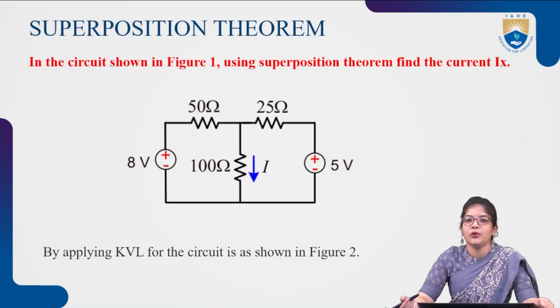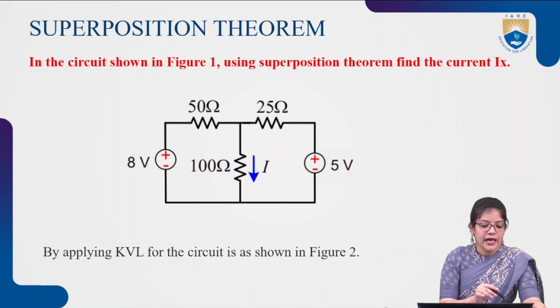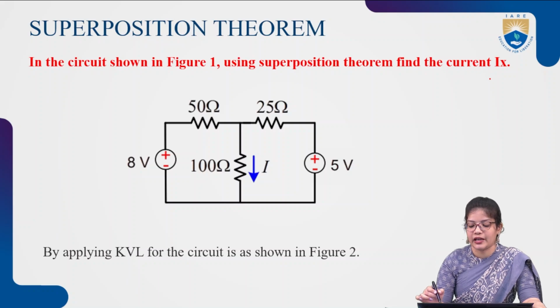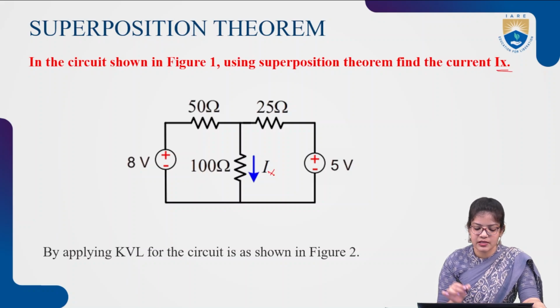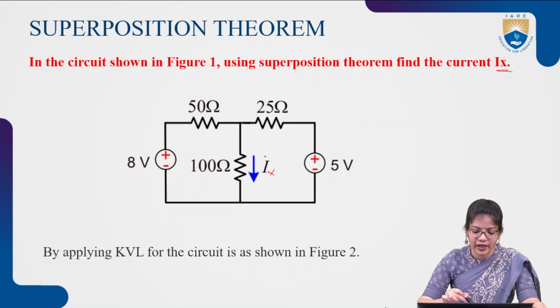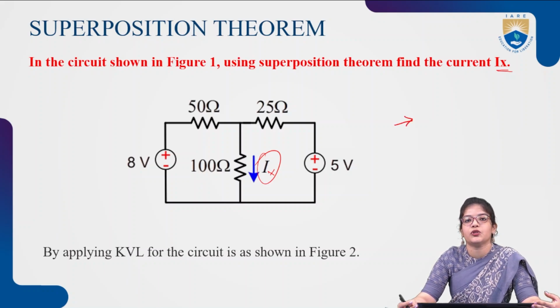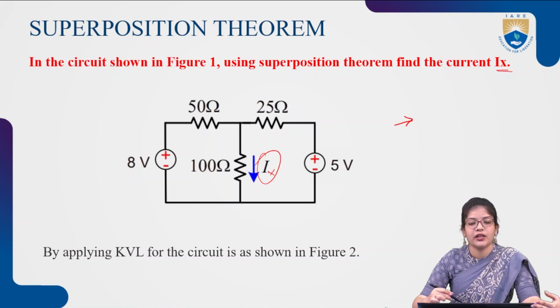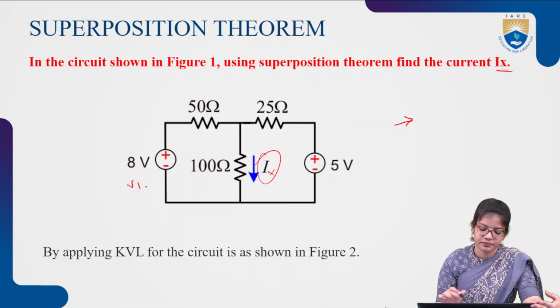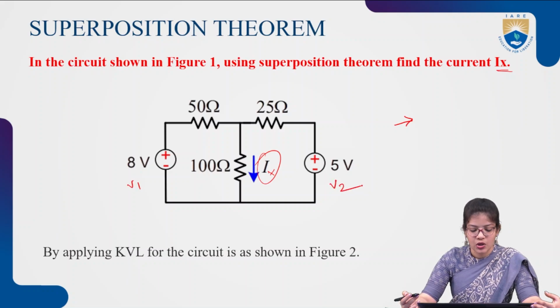Here is an example problem for the superposition theorem. In the circuit shown in figure 1, using the superposition theorem, find the current Ix. We assume this current as Ix and we have to calculate its value. What is the first step? To apply the superposition theorem, there should be more than one source. In this circuit we have two sources, V1 and V2, so the superposition theorem is applicable.